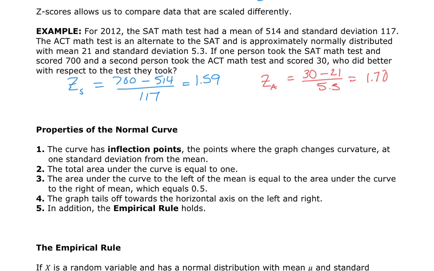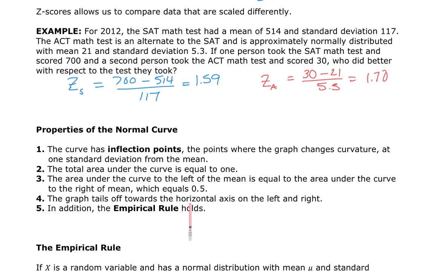There are a couple of things that come with a normal curve. The curve has inflection points. This is a point where the graph changes curvature, and at one standard deviation from the mean is where this happens. The total area under the curve is always equal to 1, so this is true when we're looking at the normal distributions. The area under the curve to the left of the mean is equal to the area under the curve to the right of the mean, which equals 0.5. We talked about that as well, up above in my beautifully straight vertical line.